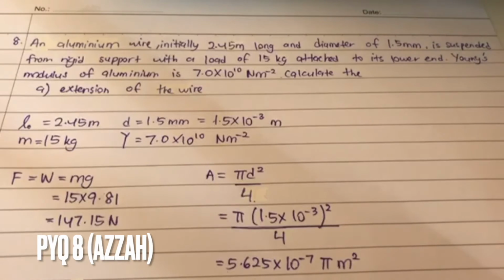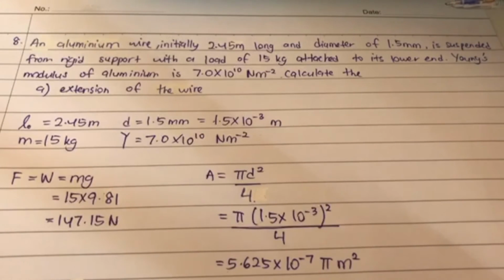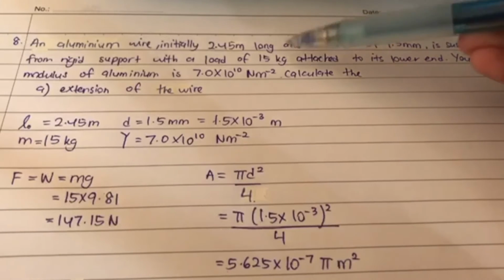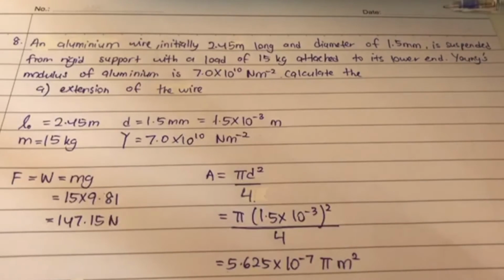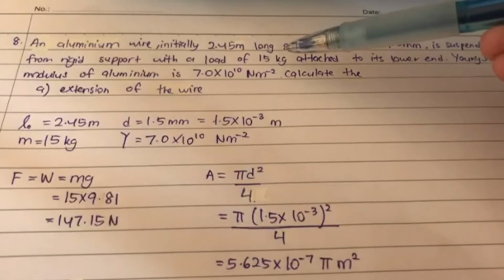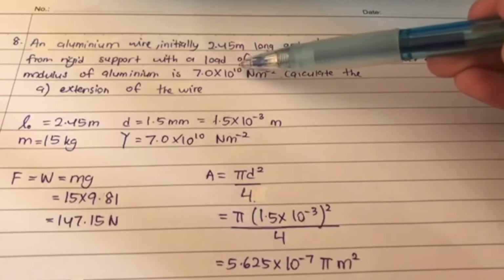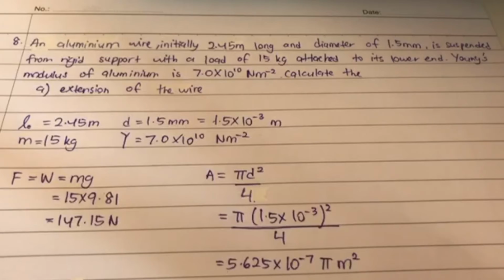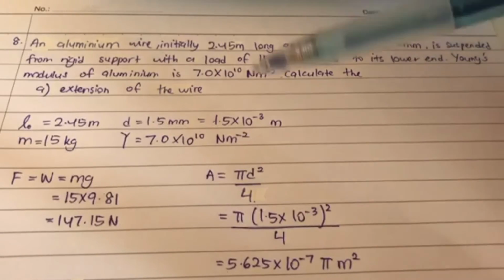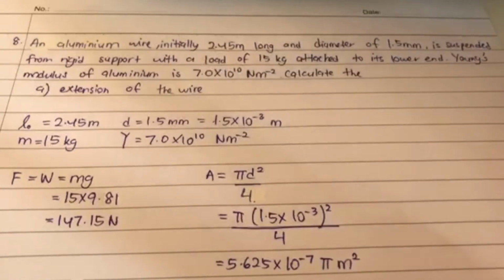Question 8. An aluminium wire, initially 2.45 meter long and diameter of 1.5 mm, is suspended from rigid support with a load of 15 kg attached to its lower end. Young's modulus of aluminium is 7.0 times 10 power of 10 Newton meter power of -2. Calculate the extension of the wire.